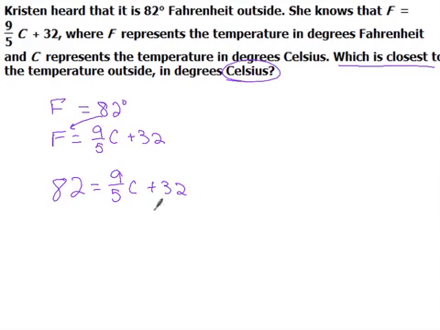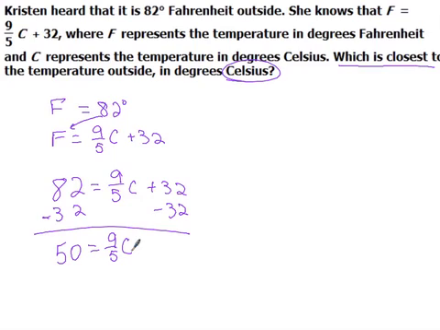So I'm going to subtract 32 from both sides, and I get that 50 is equal to 9/5 C. Do you guys remember how to get rid of a leading coefficient that's a fraction? What do I need to do? Remember? Awesome! You remembered something. I taught you something. Yay! We have to multiply by the reciprocal. So I am going to multiply both sides of the equation by 5/9.